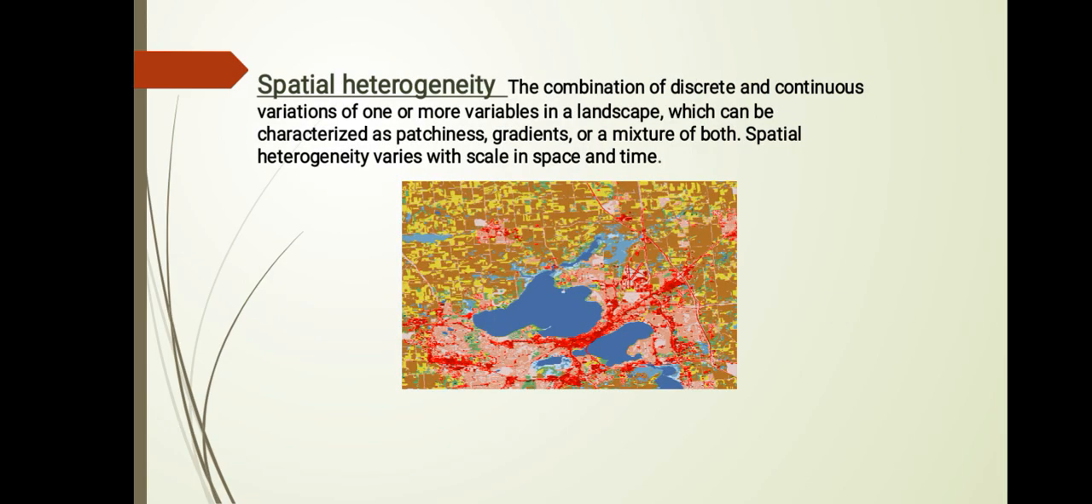Spatial heterogeneity: the combination of discrete and continuous variation of one or more variables in a landscape, which can be characterized as patches, gradients, or a mixture of both. Spatial heterogeneity varies with scale in space and time. It is caused by the landscape, hence, a landscape with spatial heterogeneity has a mix of concentrations of multiple species, plants and animals, and also various environmental characteristics.